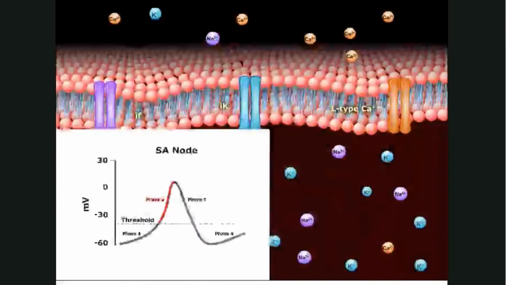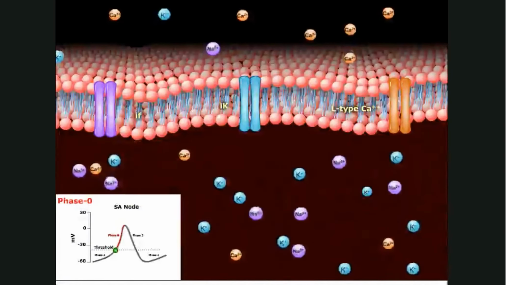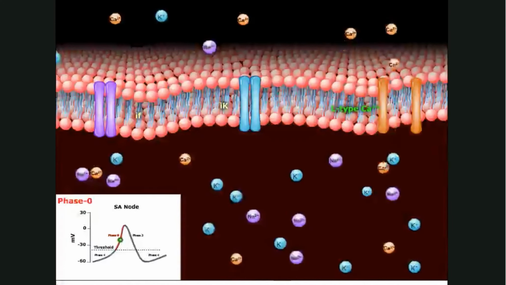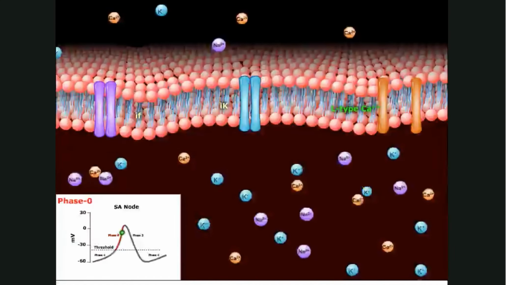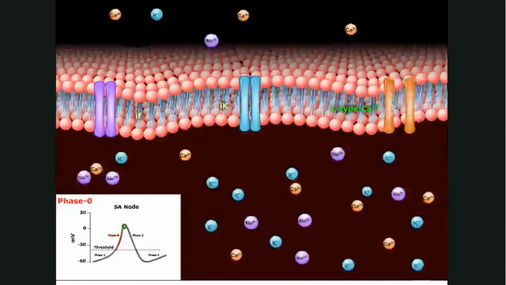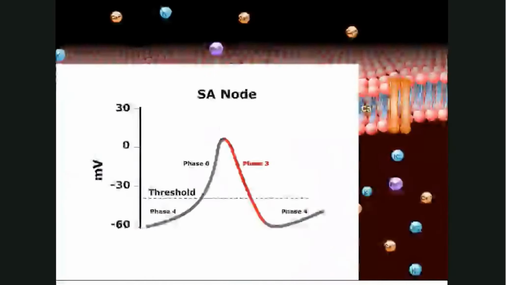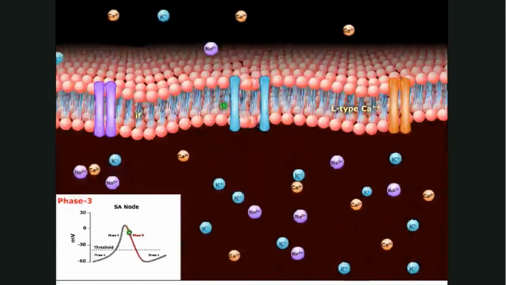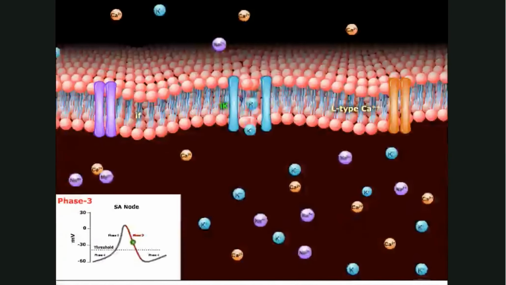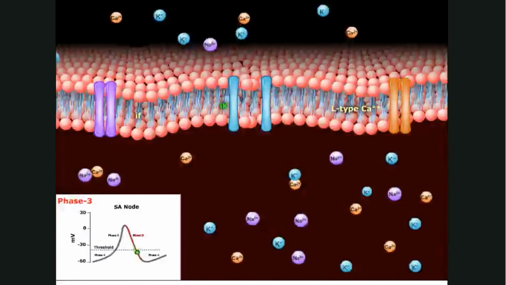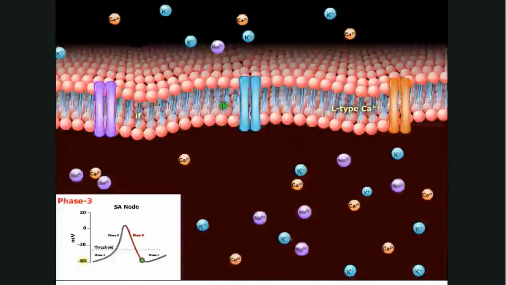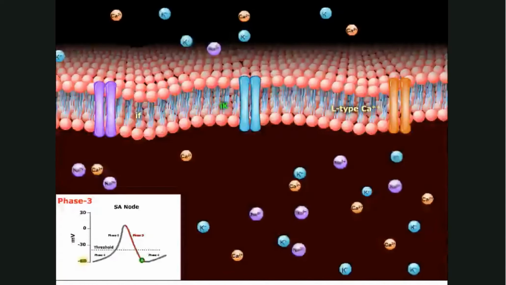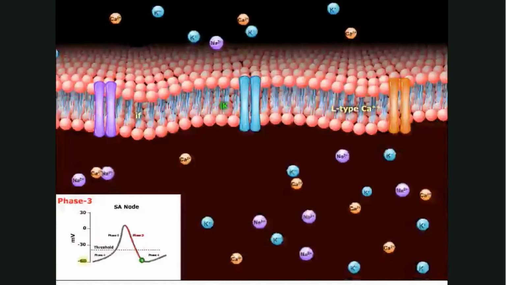Phase 0 is the depolarization phase of the action potential. It is caused by a net influx of calcium via the L-type calcium channels. This is followed by repolarization within phase 3. During this phase, a rapid efflux of potassium occurs via delayed rectifying potassium channels, IK. Once the cell is completely repolarized at about minus 60 millivolts, as seen on the graph, the cycle repeats spontaneously.